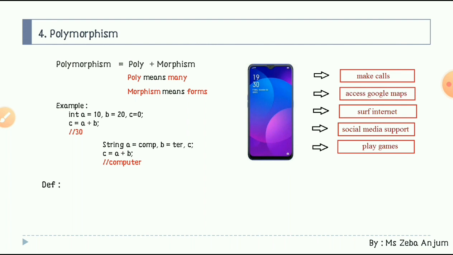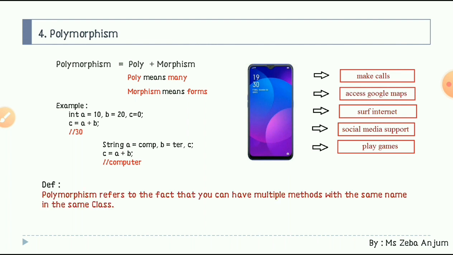Now, coming towards the definition of polymorphism, polymorphism refers to the fact that you have multiple methods with the same name in the same class. Now, these are all about your four principles of object-oriented programming.